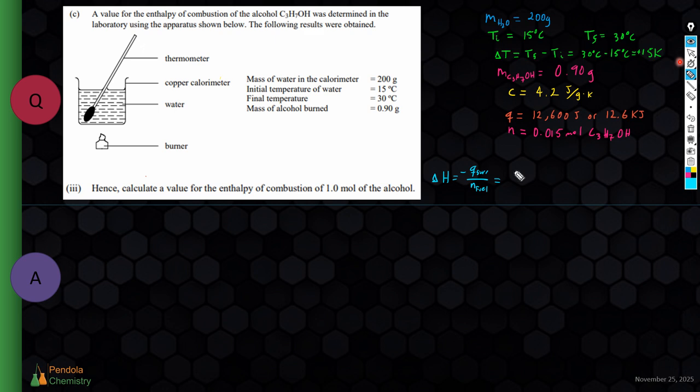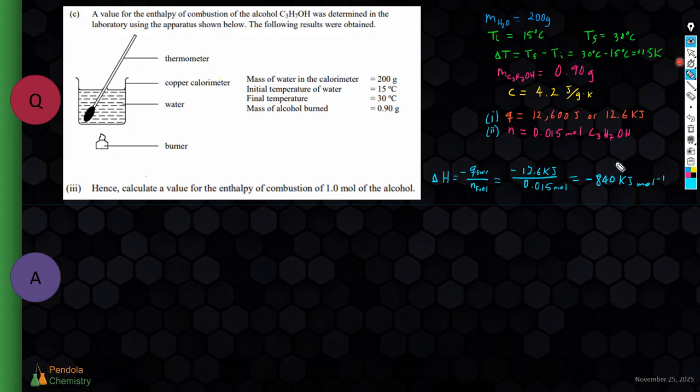So we have the numbers already. Negative Q is going to be negative 12.6 kilojoules. And again, it walks you through it. Part I, we found Q. Part II, we found the number of moles. So part III, all we're doing is putting those two things together. Negative 12.6 divided by 0.015 moles. So 12.6 divided by 0.015 gives us 840 kilojoules per mole. And that is going to be negative.